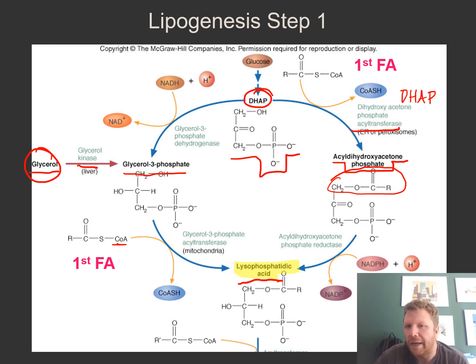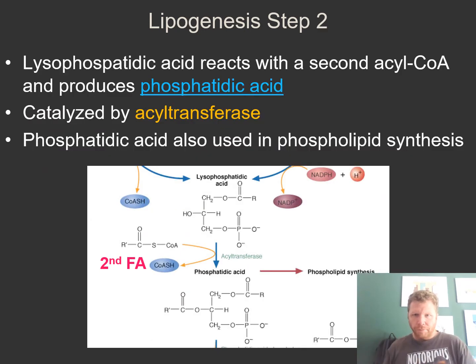So we've got our acylated and phosphorylated molecule, but what we need to do is get rid of this carbonyl oxygen right there. And so we're going to use acyl dihydroxyacetone phosphate reductase. And there we go, lysophosphatidic acid. So the way that I want you to think about this is step one, dihydroxyacetone phosphate or glycerol. Your aim is to get to lysophosphatidic acid. Once you've done that, you can move on to step two.